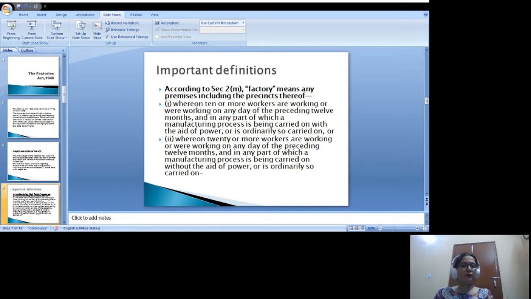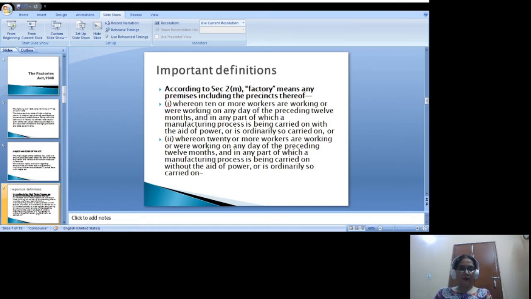First, number of workers. There should be 10 or more workers working on any day, working right now, or they were working in the last 12 months, on any day. Fine. So first is 10 or more workers. Second, they are working or they were working in the preceding 12 months. Third, manufacturing process is being carried on. And fourth is with the aid of power. Now, the second definition remains the same. There are mainly 4 points only.